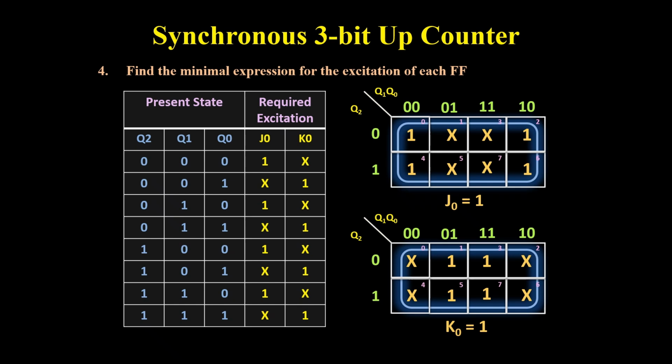So now based on these expressions, we can draw the logic circuit. So here for the first flip-flop or for the flip-flop at the LSB position, both J0 and K0 are connected to the logic 1. Likewise here, J1 and K1 is equal to Q0. That means here the Q0 output is directly connected to the J1 and K1 input.